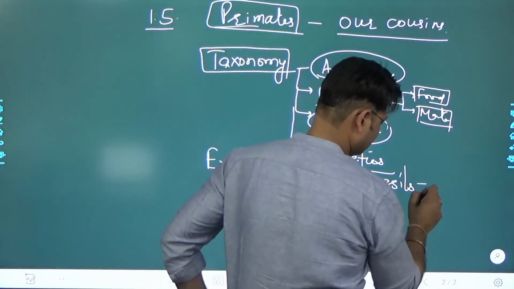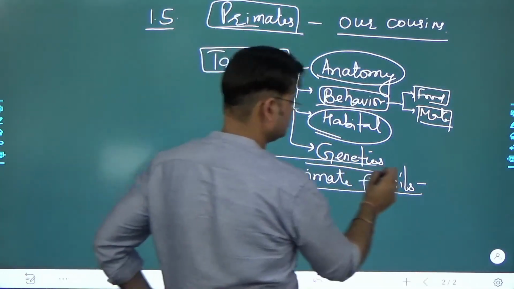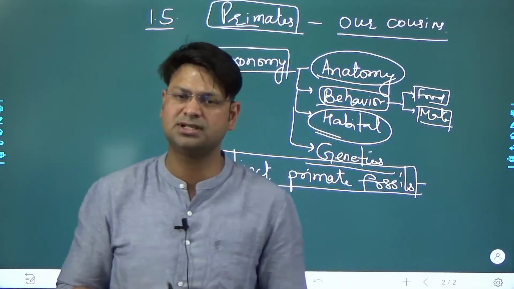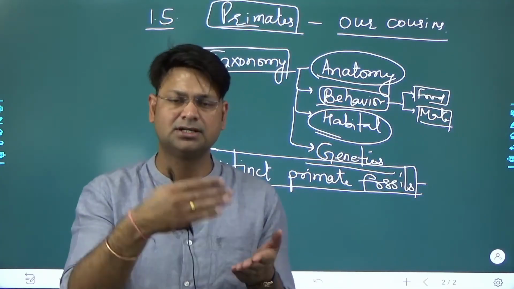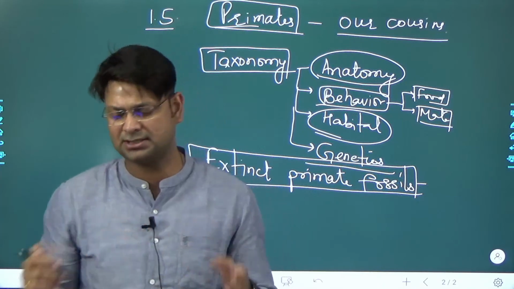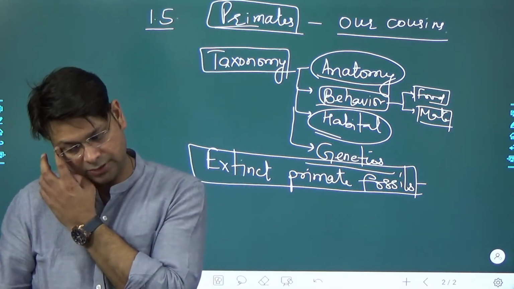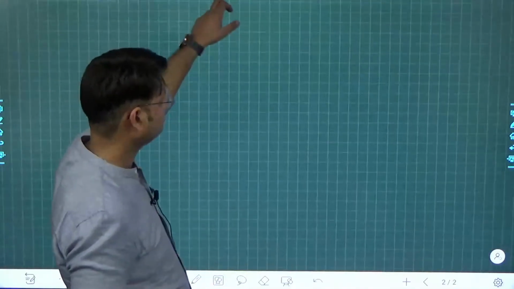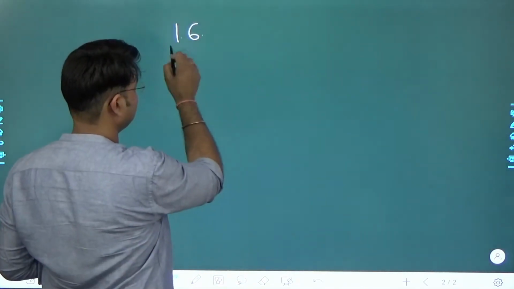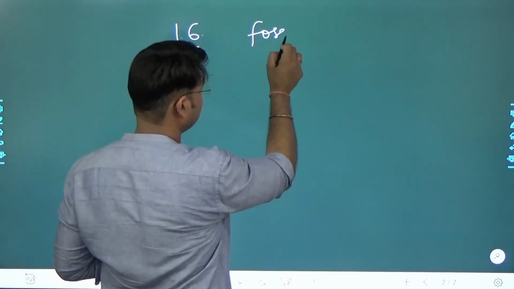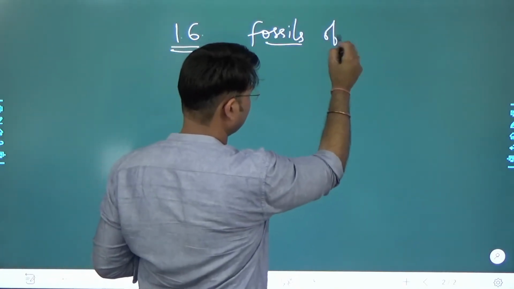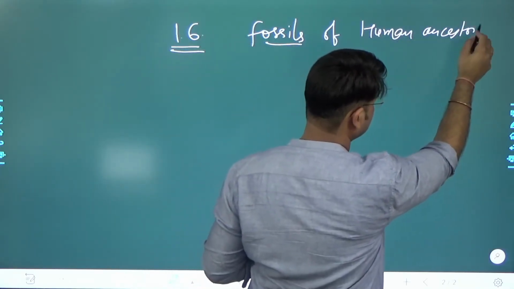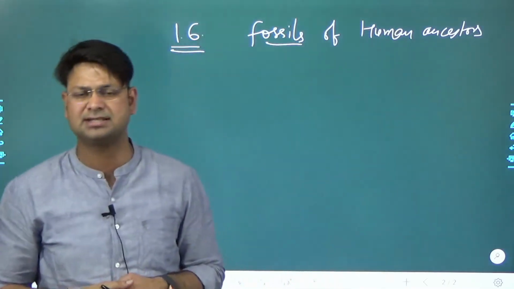You might have heard the terms Dryopithecus, Shivapithecus, Ramapithecus. All these we will try to understand: their behavior, their culture, their fossil size. All these things we will try to cover here in this unit 1.5. Then we will understand in 1.6 the fossils of human ancestors, as well as primate ancestors, you can say.